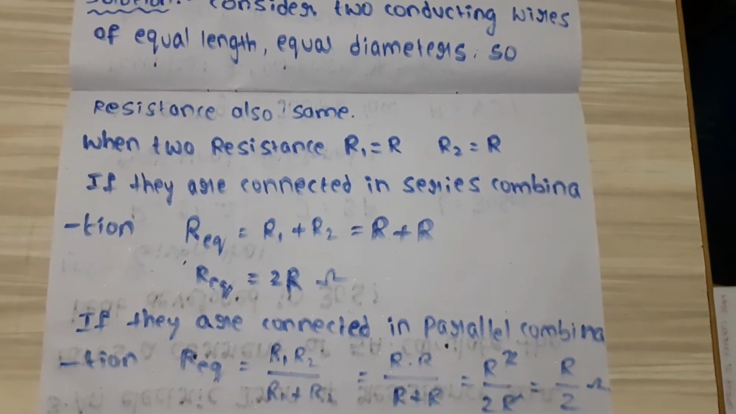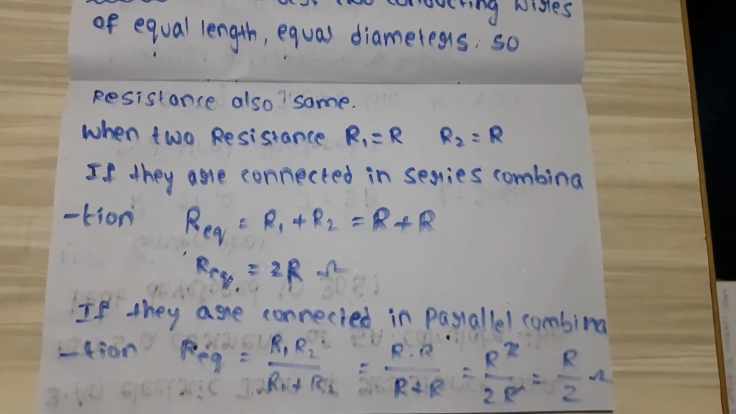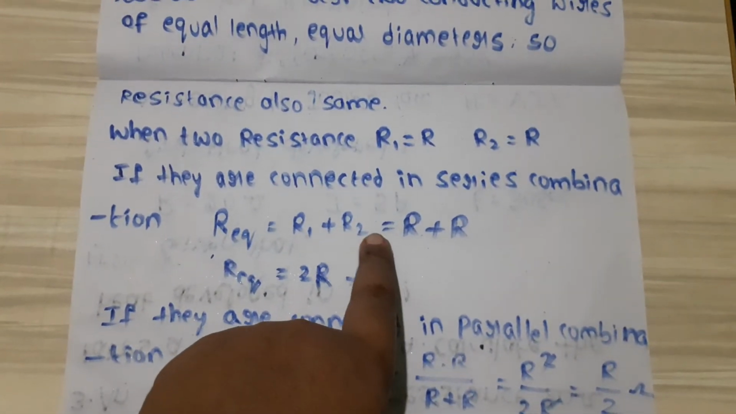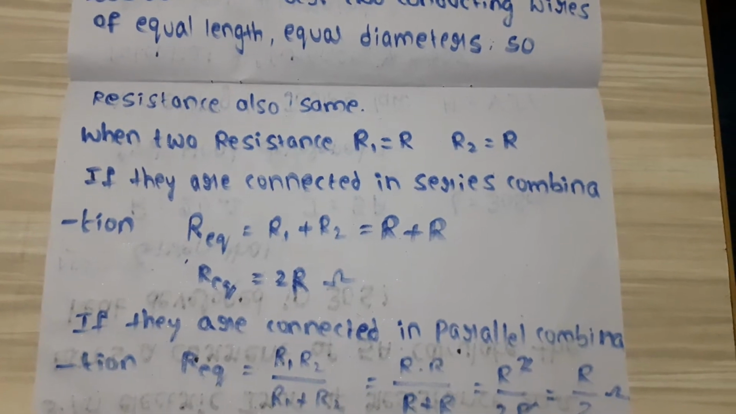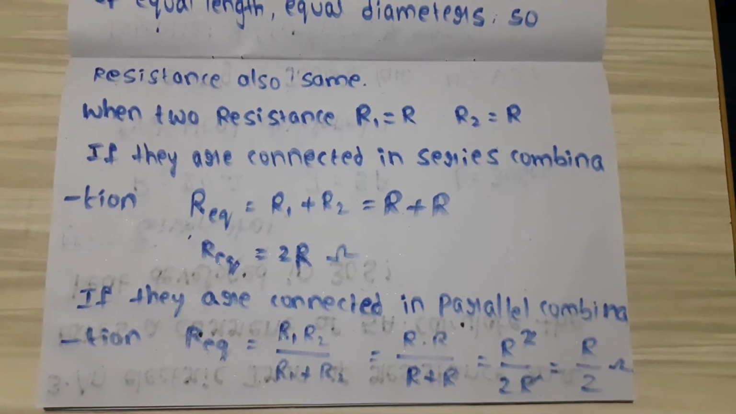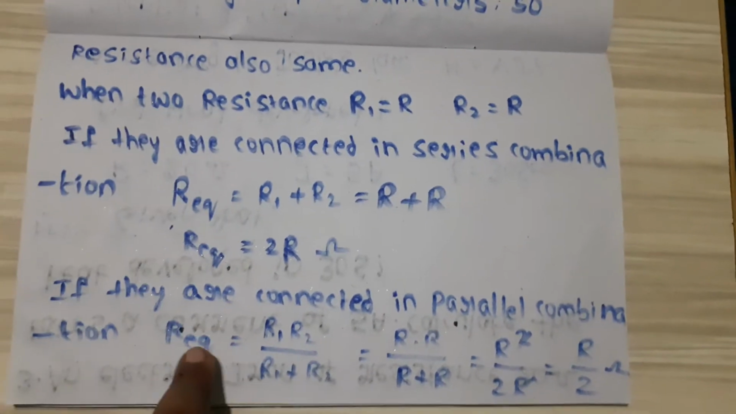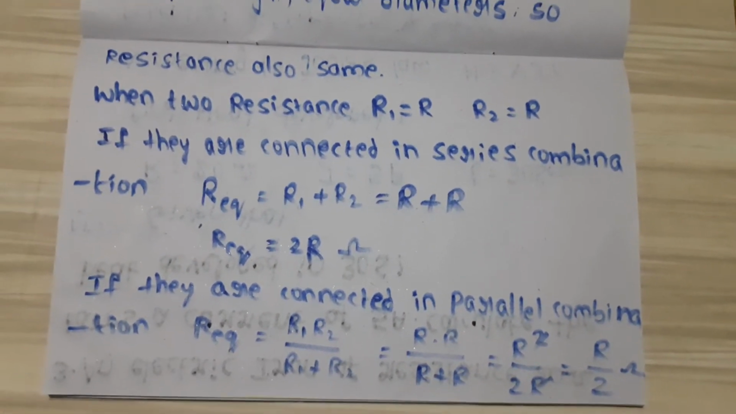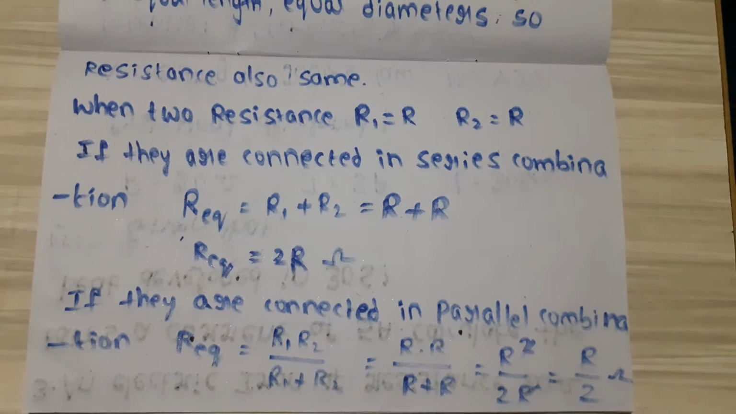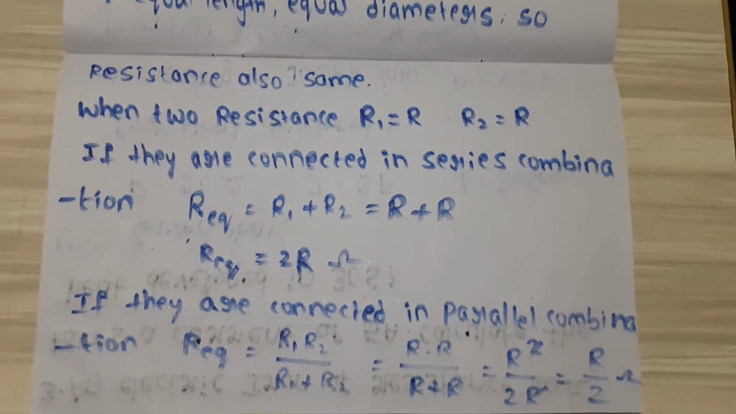Resistance. Suppose two resistors are connected in series combination. So equivalent resistance in case of series combination R equivalent equal to R1 plus R2. Each resistor's value R plus R, 2R is the total equivalent resistance in case of series combination. Same resistors, suppose connected in parallel combination, so R equivalent equal to R1 R2 by R1 plus R2. So on numerator R into R, R square, on denominator R plus R, 2R. So its total resistance R by 2 ohms.